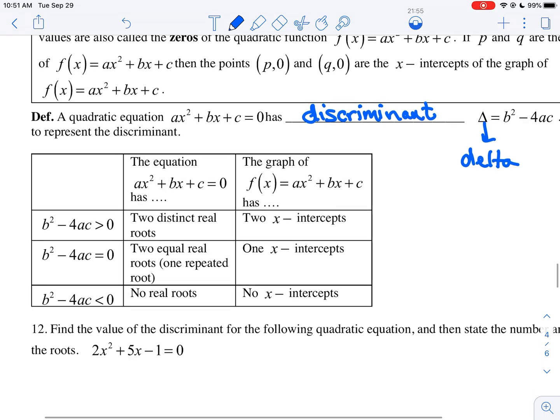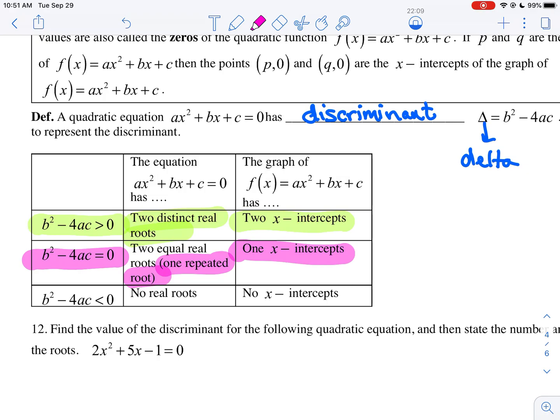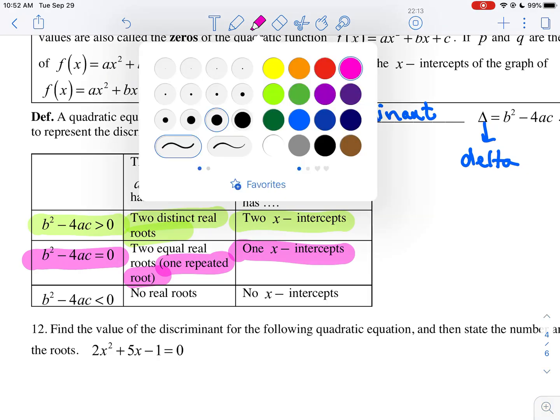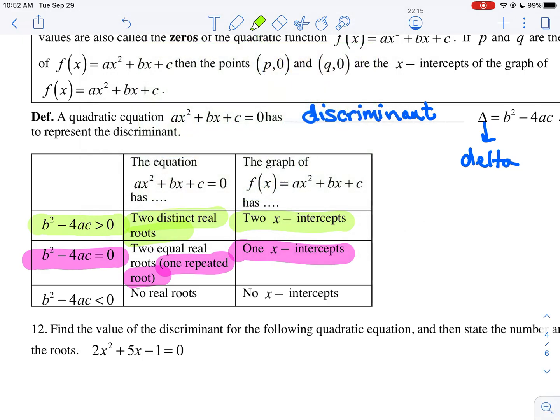If the discriminant is positive, there are two distinct real roots, and you have two x-intercepts. If the discriminant is 0, there's one x-intercept, and sometimes we call it one repeated root or two equal real roots. And if the discriminant is negative, there's no real roots and there's no x-intercepts.